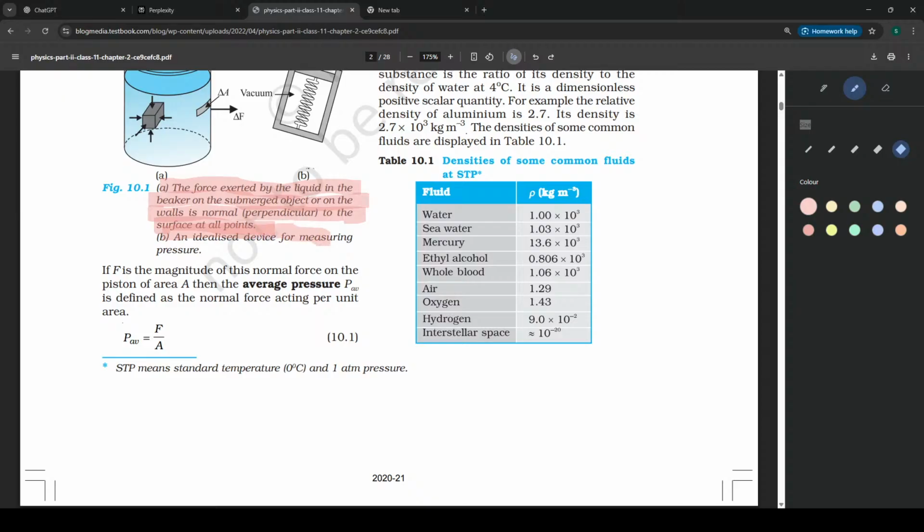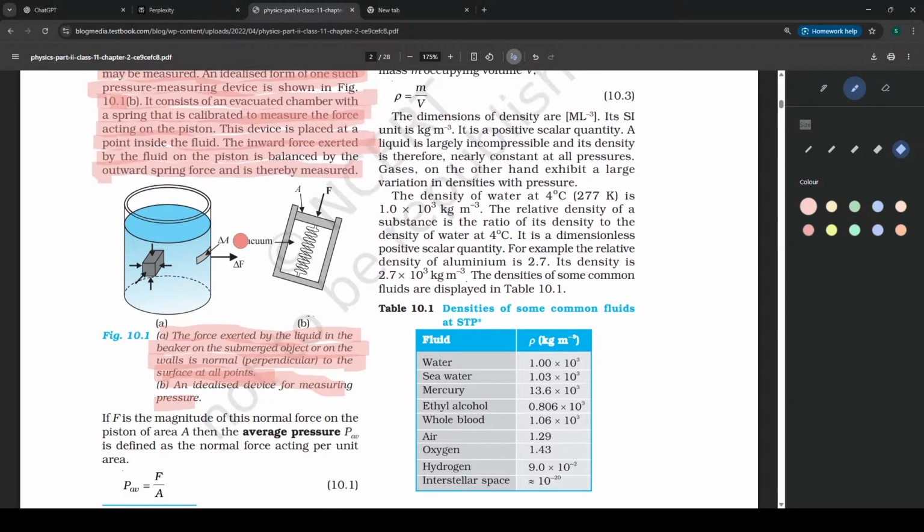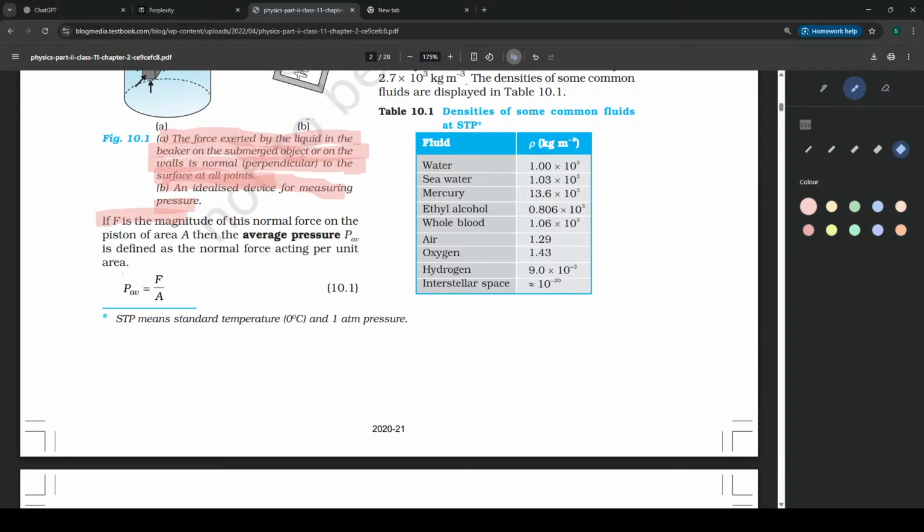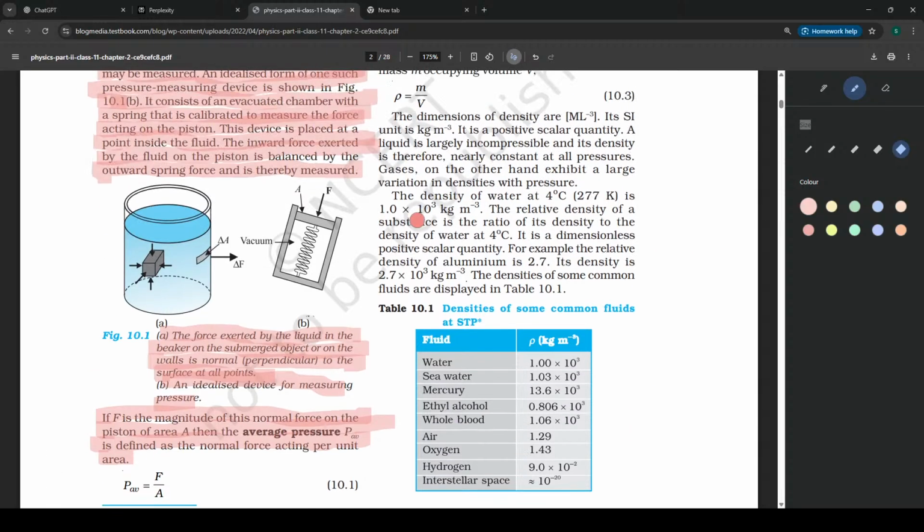An idealized device for measuring pressure. If F is the magnitude of this normal force on the piston of area A, the average pressure is defined by the normal force acting per unit area. Let's read that again. If F is the magnitude of this normal force on the piston of area A, they're saying F is the magnitude or total force acting normal to this surface, that is F.